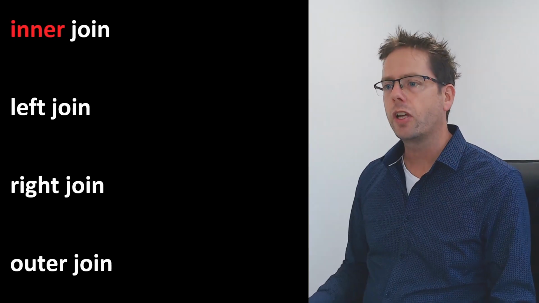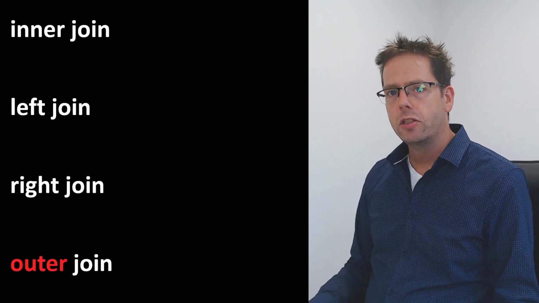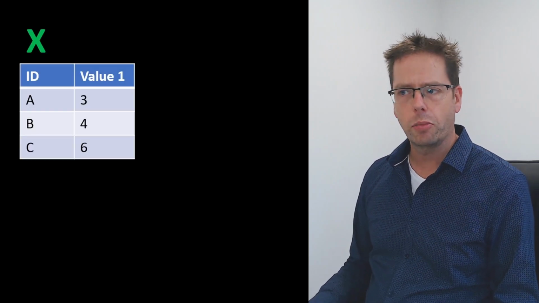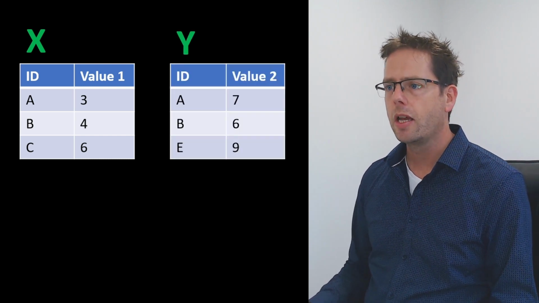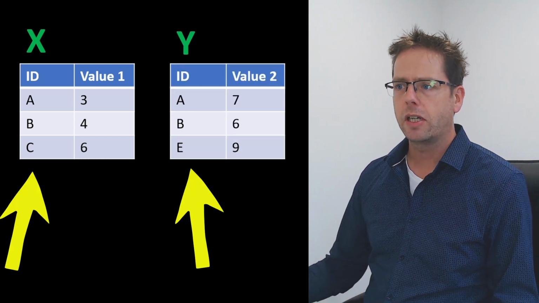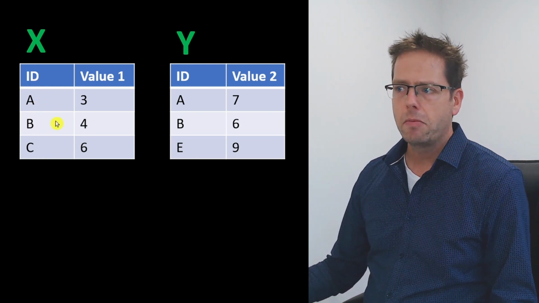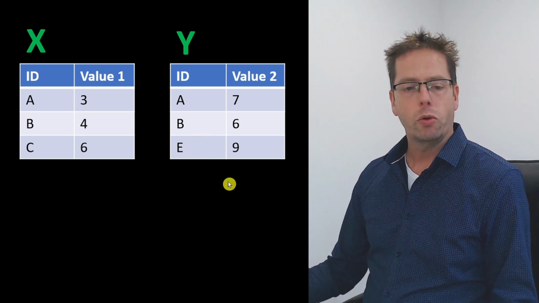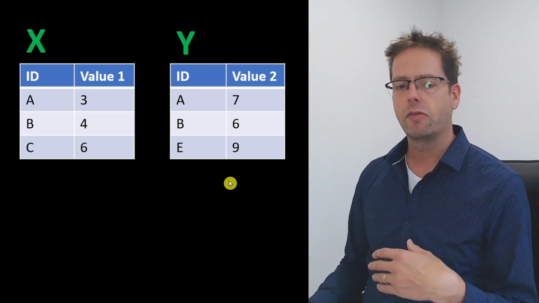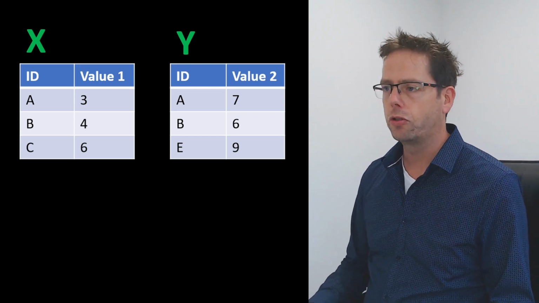There are 4 types of joins that are commonly used. We've got the inner join, the left join, the right join, and the outer join. So let's have a look at a very simple example where we have 2 tables, table X and table Y, and we have some identifier. In table X we have A, B, and C, and in table Y we have A, B, and E, and we want to join these tables. So let's have a look at what happens when you apply those 4 different versions of joins.